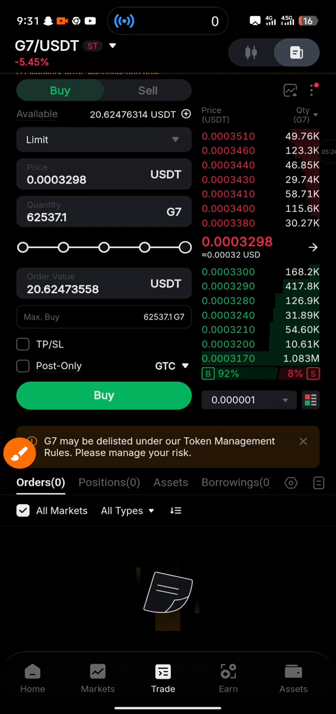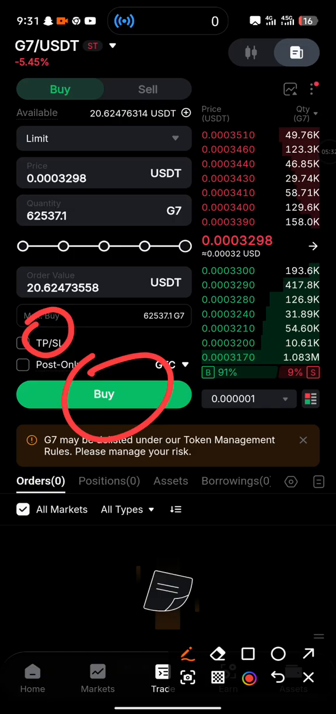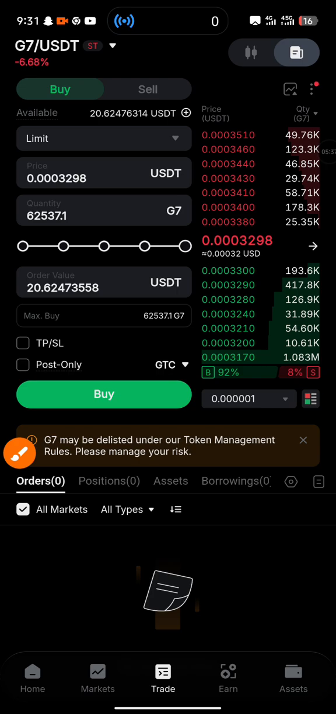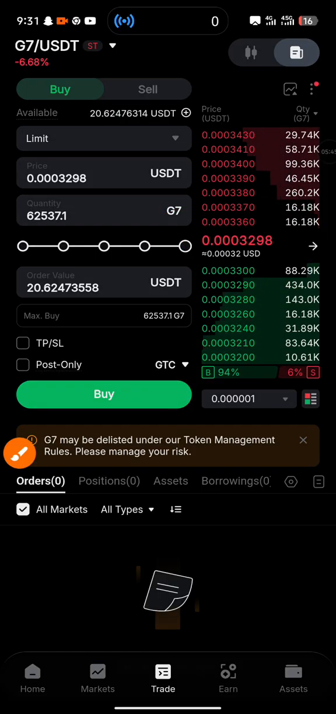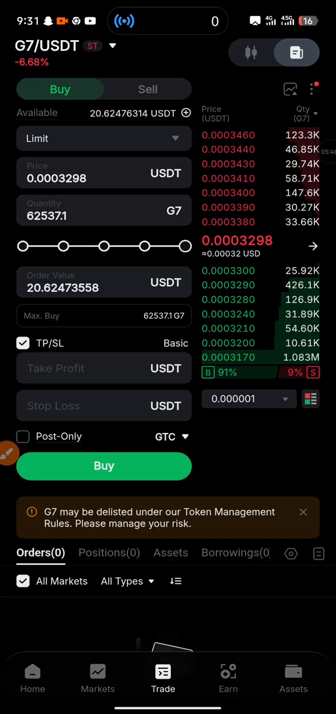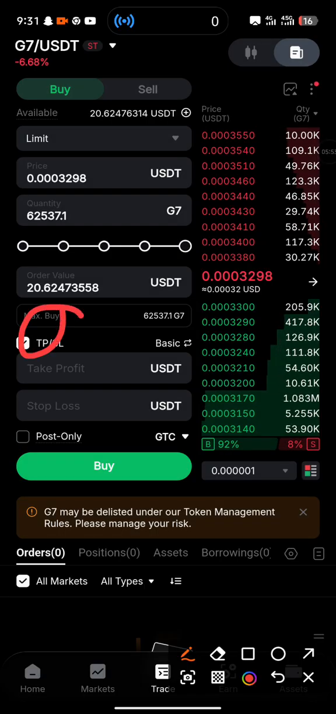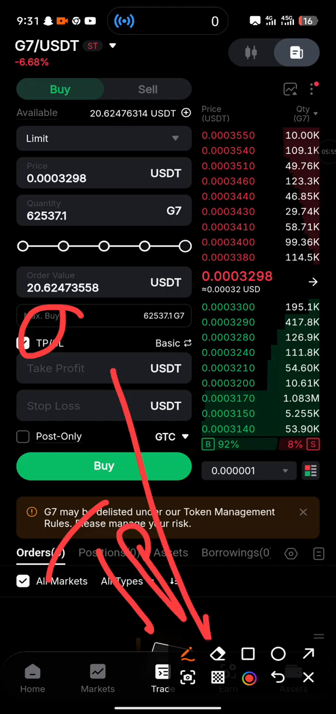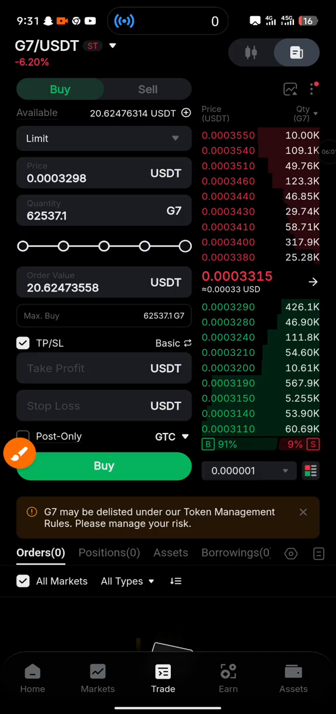So from there, you're going to click on buy, but you will not just click on buy. You have to set your stop loss and your take profit. Okay, let's say this is the particular price of the coin currently, and I'm using my whole capital to buy. I'm going to click on this box to tick it, the TP/SL. Okay, so I'll enter this place.